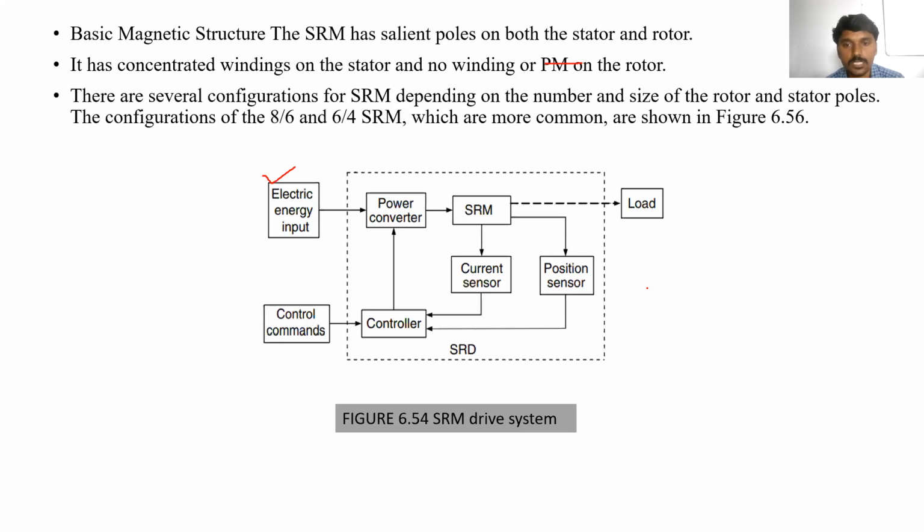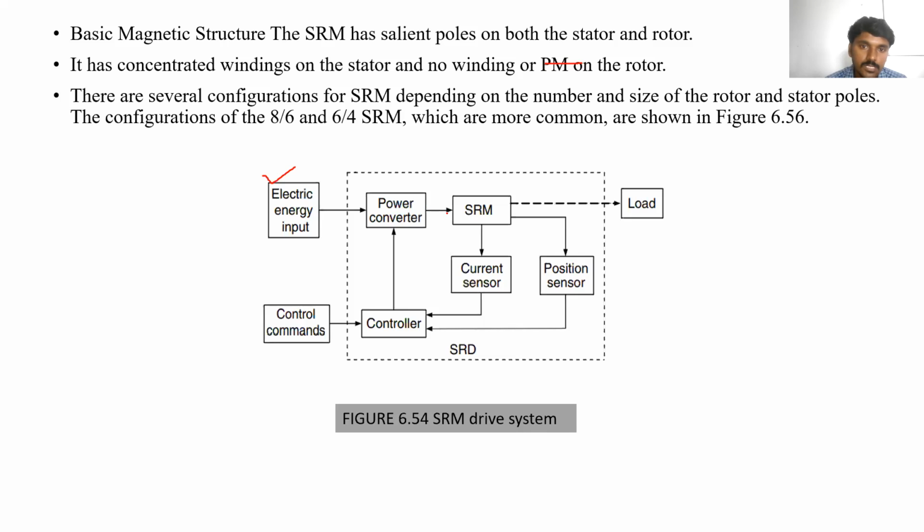Why are we using the position sensor here? These position sensors are always monitoring the position of the rotor circuit, at this time what the position of the rotor is. This position information is given to the controller. The controller operates, and accordingly generates the signals to the power electronic converter: which switch should be turned on, which switch should be turned off.